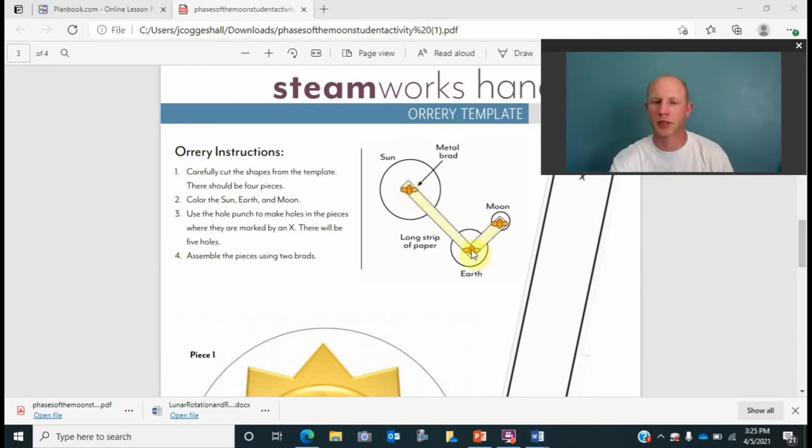And then you're going to do the same thing here for the Earth, and then you're going to have another arm that attaches the Earth to the moon. And so you'll have three thumbtacks, where you see those brass metal brads.